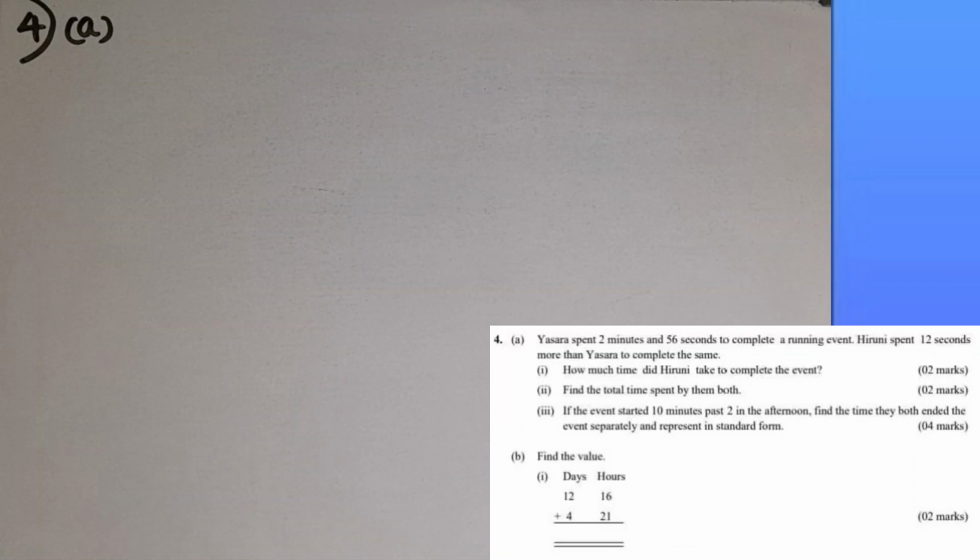Question number 4, A part. Yasara spent 2 minutes and 56 seconds to complete a running event. Hiruni spends 12 seconds more than Yasara to complete the same. First question, how much time did Hiruni take to complete the event? To find Hiruni's time, we have to add 12 seconds to the time taken by Yasara.